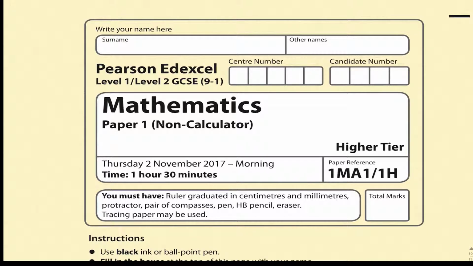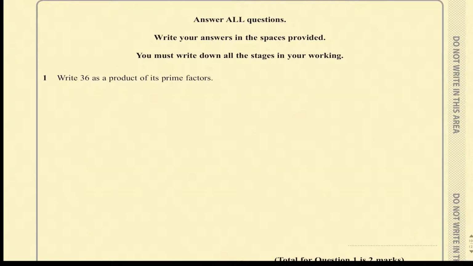Hi, we'll be going through this Mathematics Paper 1 Non-Calculator GCSE Edexcel Higher for November 2017. Question 1, 36 prime factors.